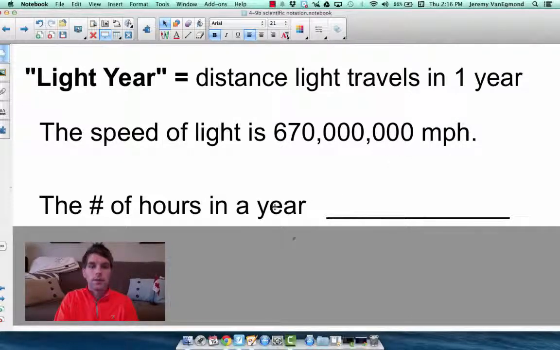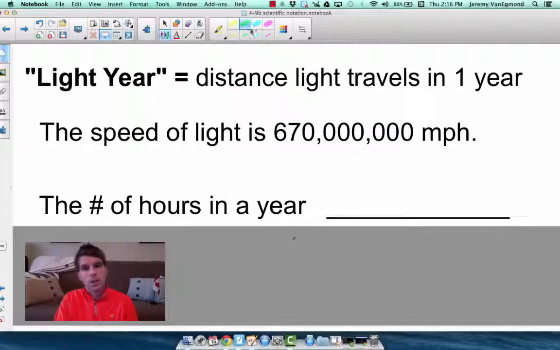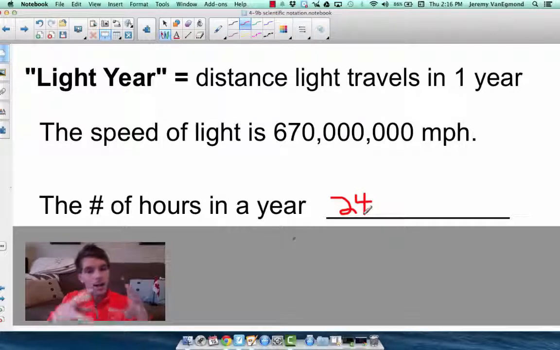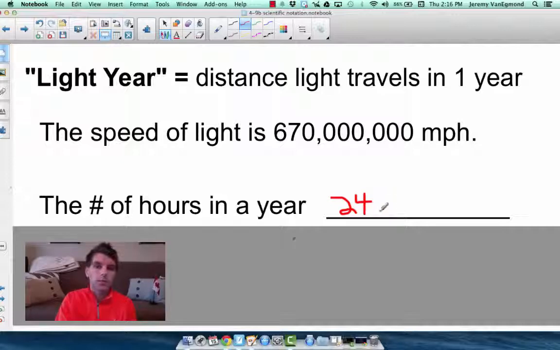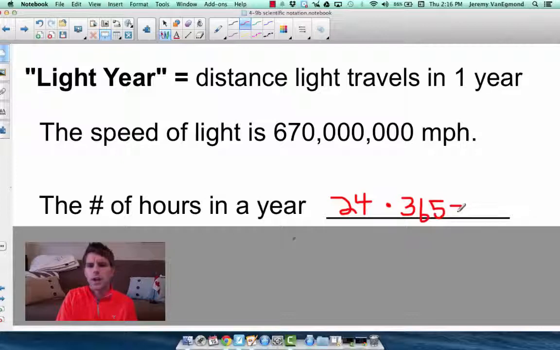Of course, you're going to have to excuse my penmanship here, but there are 24 hours in a day. Then what would we multiply that by to determine how many hours are in a year? If there are 24 hours in 1 day, you of course would multiply that by 365 days, and that would be, get your calculators out, someone figure it out. I got 8,760.